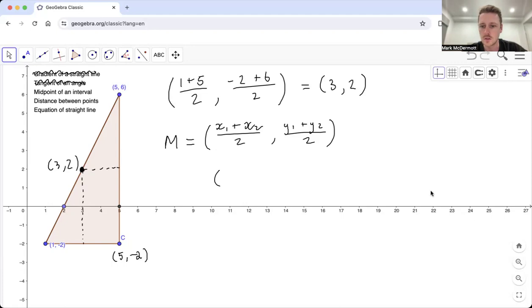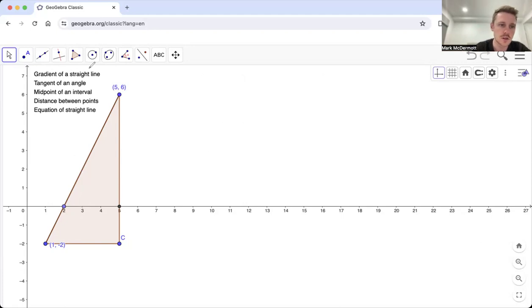Okay, let's do the next thing. So we've covered those three. Distance between the points. All right, again, this shouldn't be too bad. The distance between the points is just using Pythagoras. So let's just relabel this. This was the point 5, -2. Okay, the distance between the points.